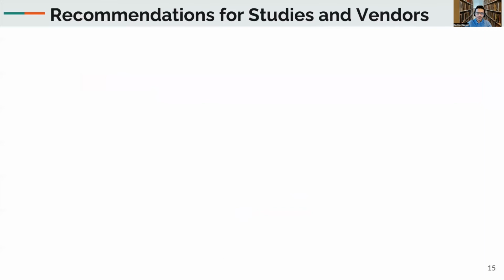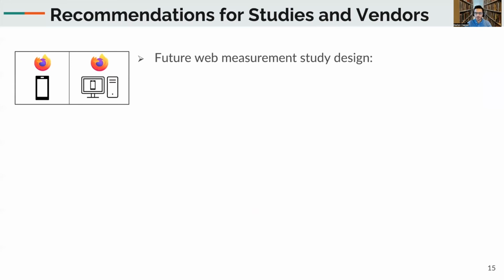Okay, with these answers to the research questions in mind, we developed a set of recommendations both for future web measurement studies and for privacy-focused browser vendors. First, looking at our recommendations for future web measurement study design, we recommend that future web measurement studies avoid the use of emulated mobile browsers when mobile-specific measurements are required.